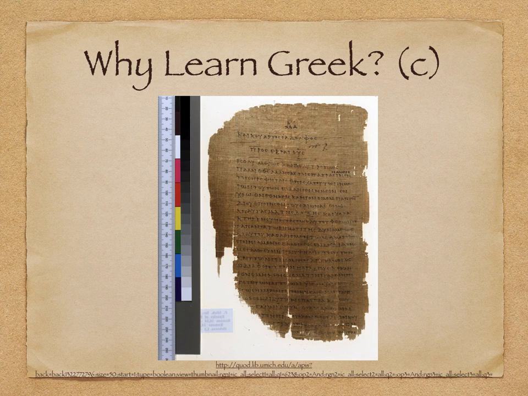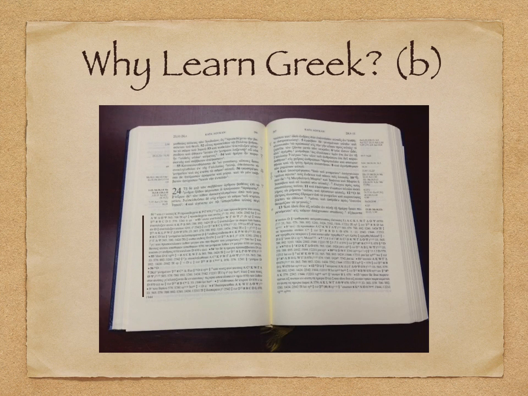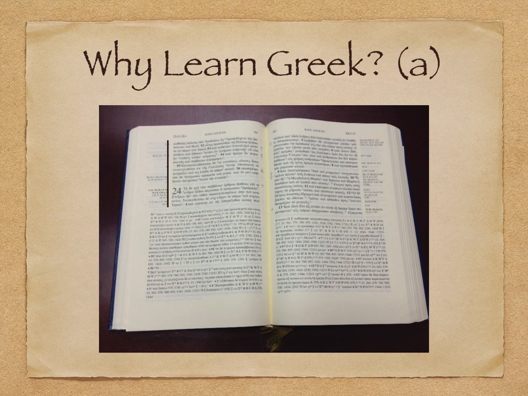Polumeros kai polutropos palai ho theos lalesas tois patrasin en tois prophetais ep eschatou ton hemeron touton elalesen hemin en huio. That is in Greek, Hebrews 1:1-2. Now, it's from these manuscripts that scholars, working backward, compile a textual apparatus, and based upon that apparatus, translation committees compile the New Testament text as we use it in our English translations.